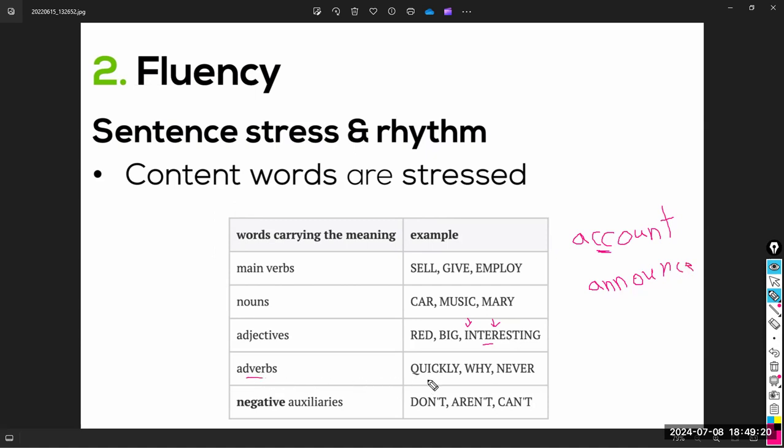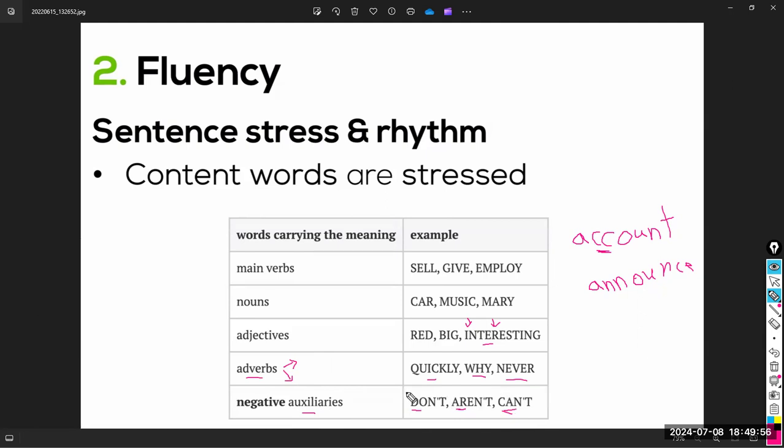Nice. Absolutely. The adverbs we have to stress, like quickly, why, never, sometimes, usually, for example, often. All the adverbs, adverbs of time, adverbs of place, should be stressed. And all modal verbs or auxiliaries, like the verb to do, the verb to be, modal verbs, all of them should be stressed, like do, does, did, was, is, can, could, will, would, shall, should. All of them are called modal verbs.